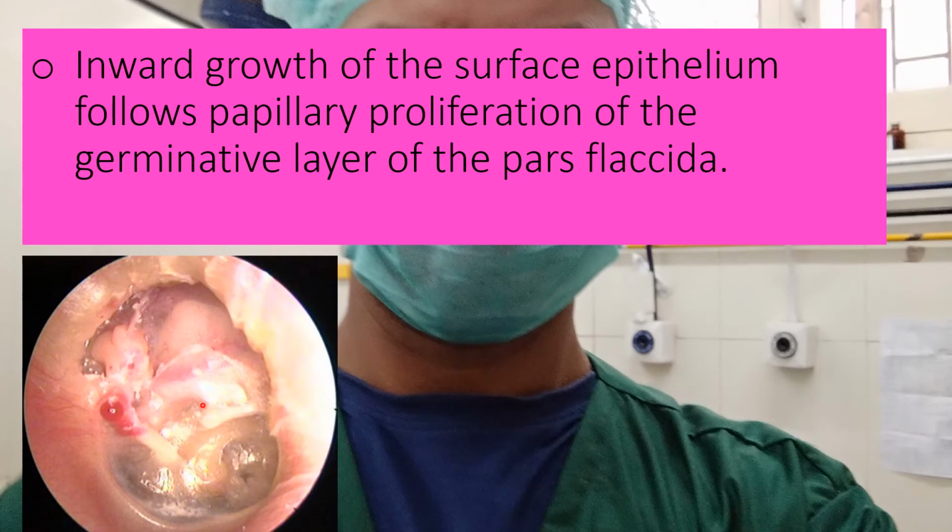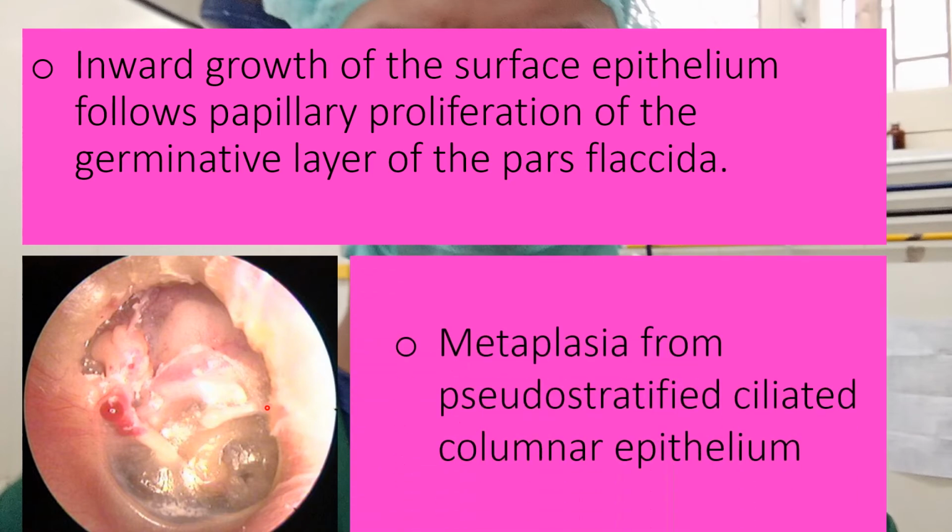You can see here this white cheesy material containing keratin debris and keratin material, and this is metaplasia from pseudostratified ciliated columnar epithelium. So that metaplasia occurs and there is formation.